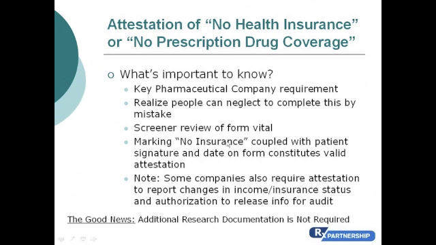Just as a side note, because each company is different, some of the companies require additional attestations beyond just the truth of the information. They want the patient to be required to report changes in income or insurance status, and to authorize the release of their information so that it can be audited. Those are good things if you're redesigning your eligibility screening form, to make sure you've got what's needed to participate in the IPAPs.